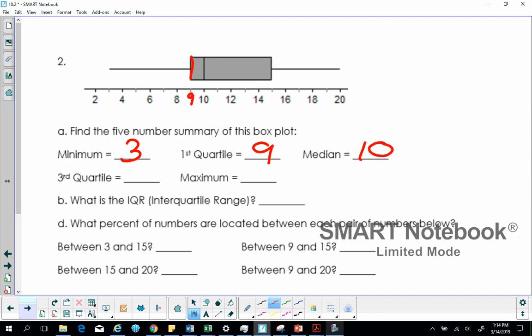Your Q3? 15. Make sure, if they say upper quartile in Delta Math, it means third quartile. If they say lower quartile, they sometimes refer to it like that, that's your Q1. And then max. Beautiful. What's your interquartile range? Q3 minus Q1.